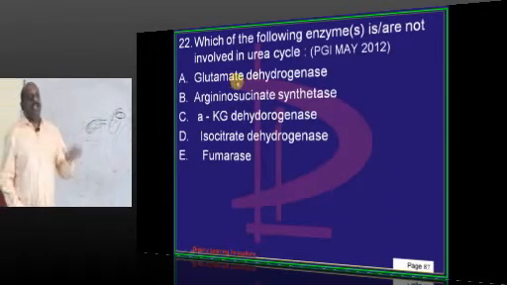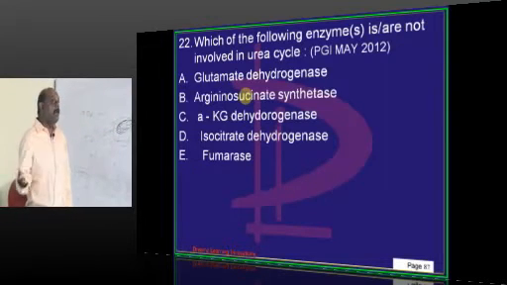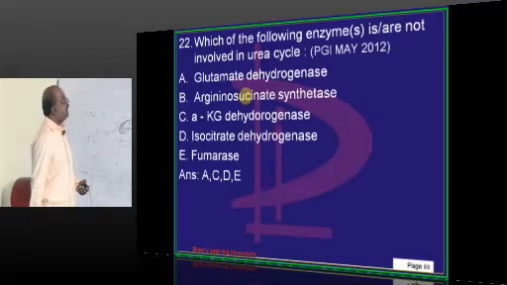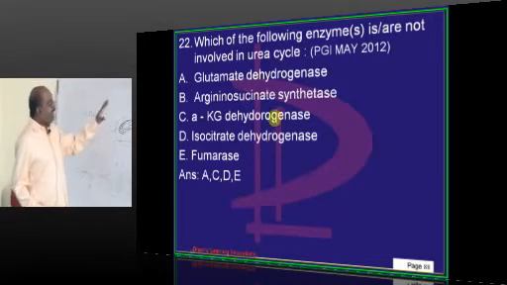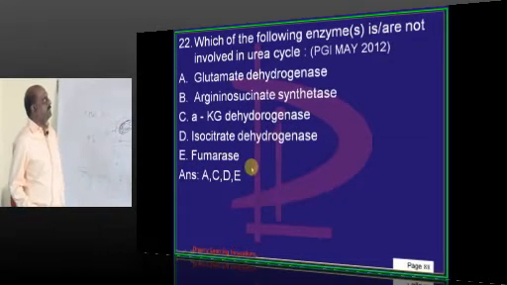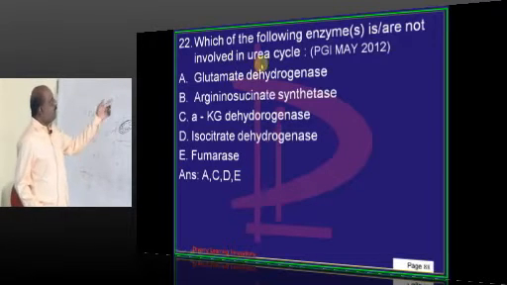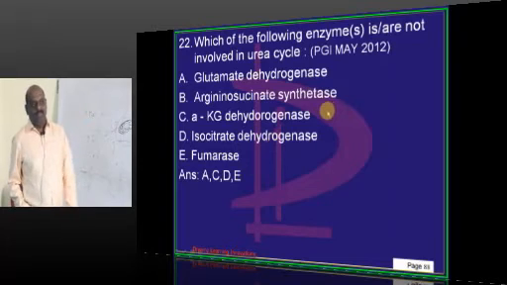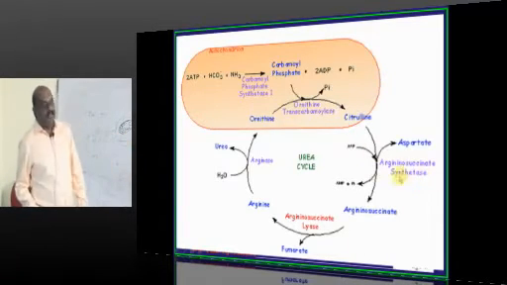Then urea cycle. Some part of the urea cycle occurs in mitochondria, some part occurs in cytoplasm. You must know all the steps. So doctor, out of all this, glutamate dehydrogenase, alpha ketoglutarate dehydrogenase, isocitrate dehydrogenase and fumarase, they are all the ones which are not involved in the urea cycle. Only argininosuccinate synthetase is involved. Okay, let us see.